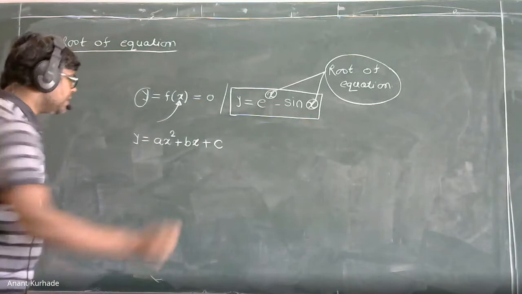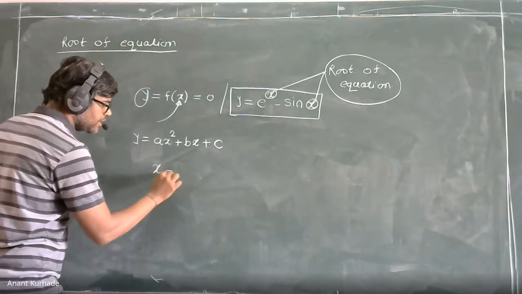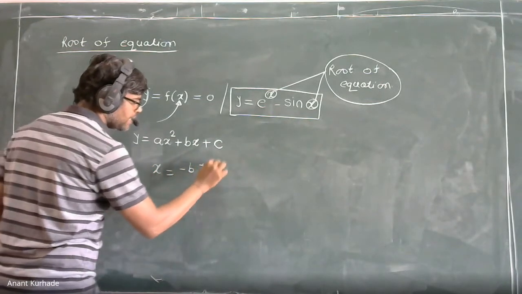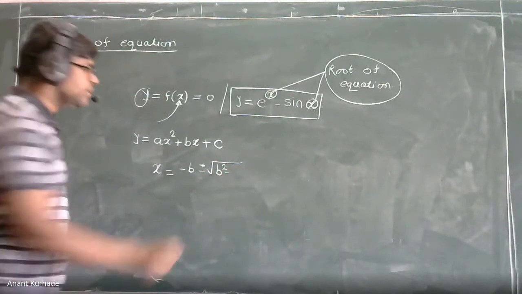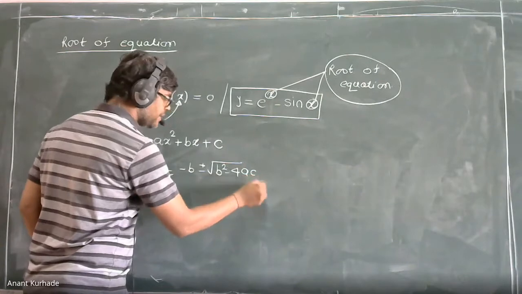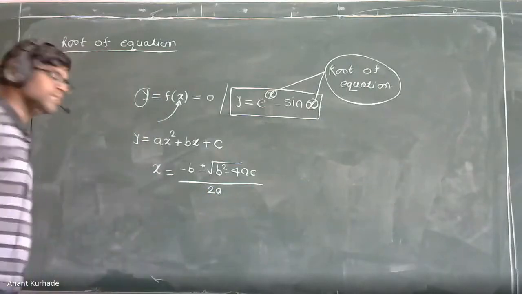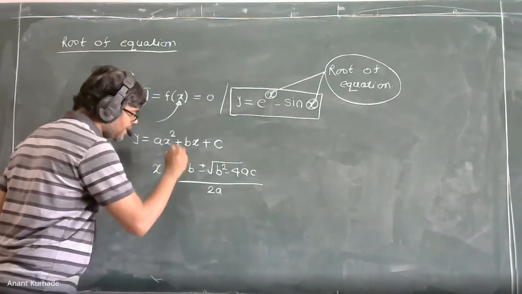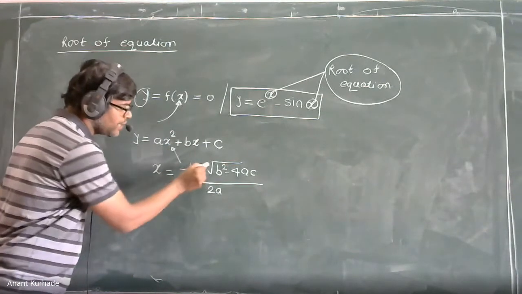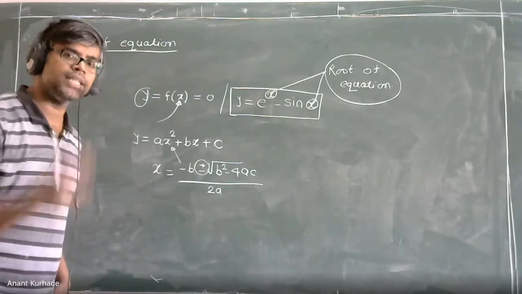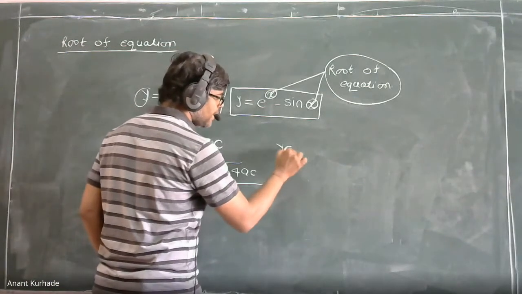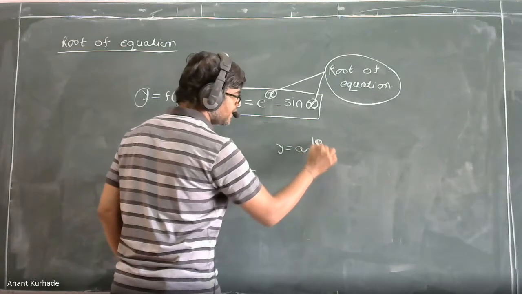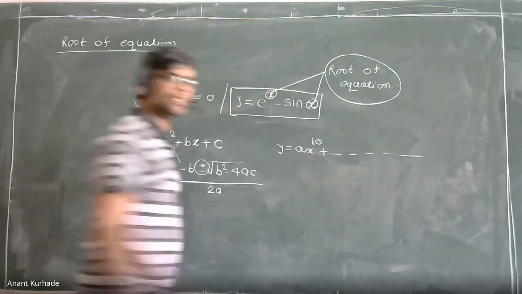What is that formula? Yeah, any idea? X is equal to minus b plus minus under square root of b square minus 4ac, all over 2a. Okay, so by using this formula, we can easily find the value of x. In this case, we can have two values because power is 2. Now, power is 10. Y is equal to ax raised to 10, and that is the equation.